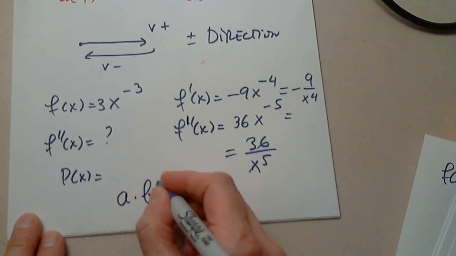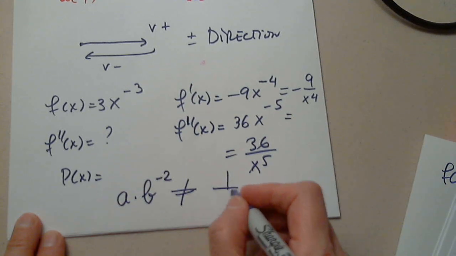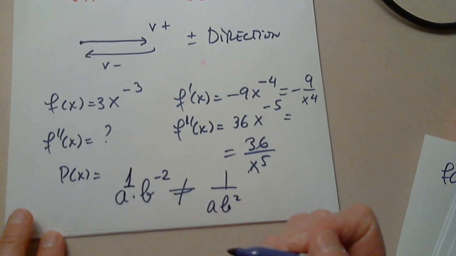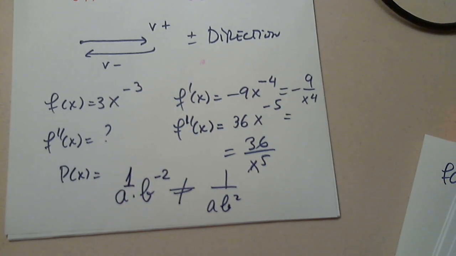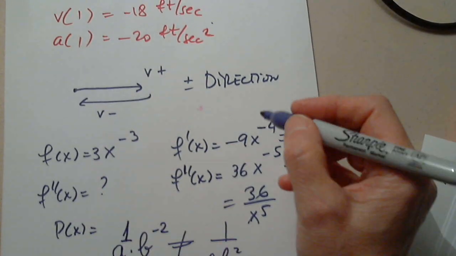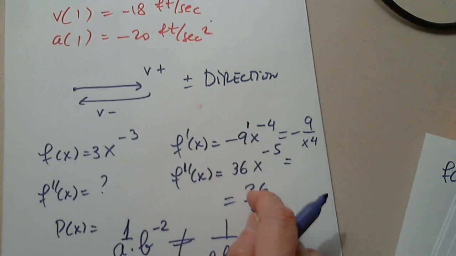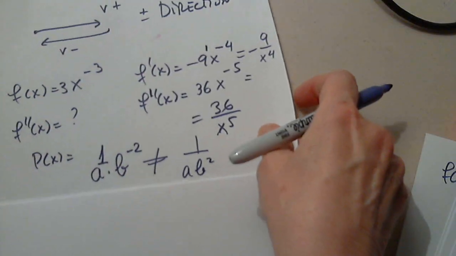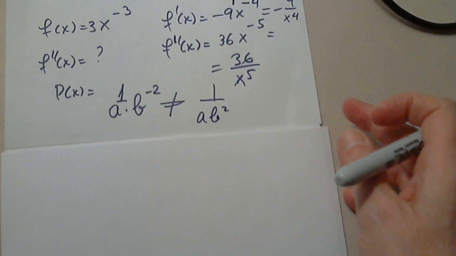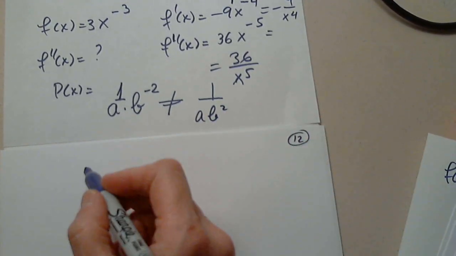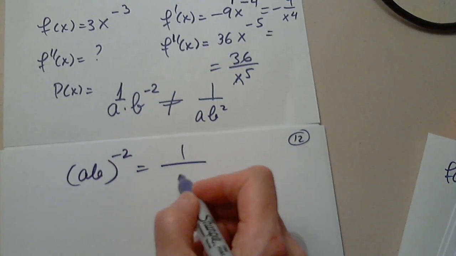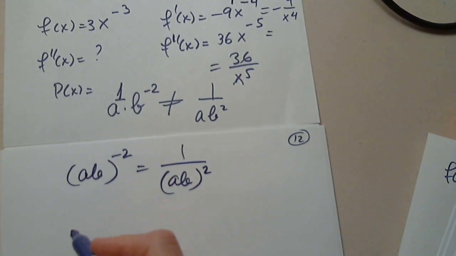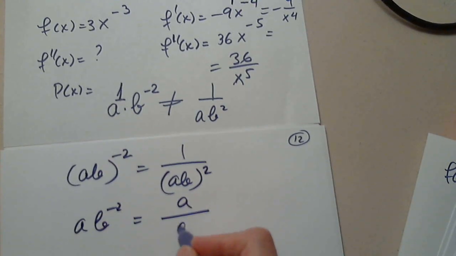A multiplied by b to the -2 does not mean 1 over a to the b squared. This is power 1. You cannot move power 1 to the denominator. It's not in parentheses. So let's not confuse these two situations. (ab) to the -2 is indeed 1 over (ab) squared. But a b to the -2 is a over b squared, because a is power 1. If it's a positive power, you cannot take it to the denominator.